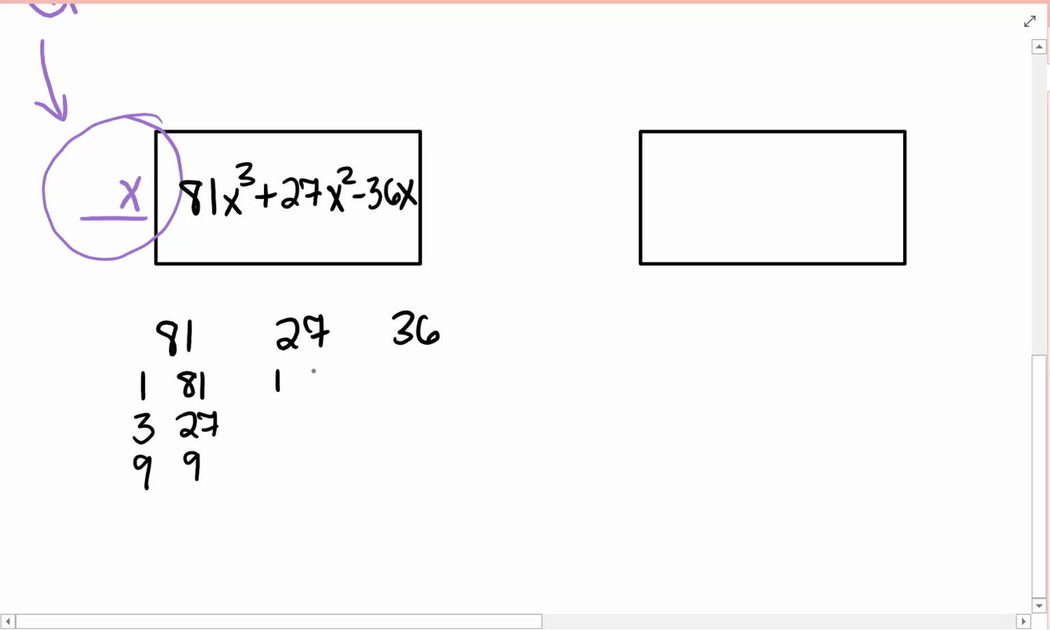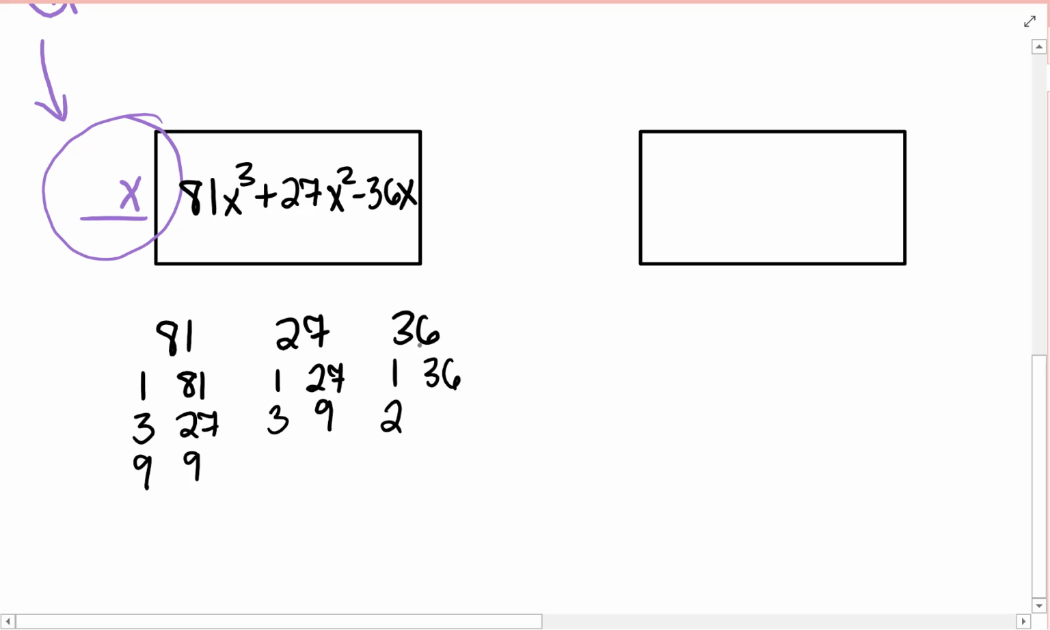1 times 27 gives me 27. Does 2 go into 27? Nope, it is not an even number. Does 3 go into 27? Yes, I remember that. That's 3 times 9. 4? No. 5? No. 6? No. 7? No. 8? No. 9. Okay, we're done. And 36 would be 1 and 36.